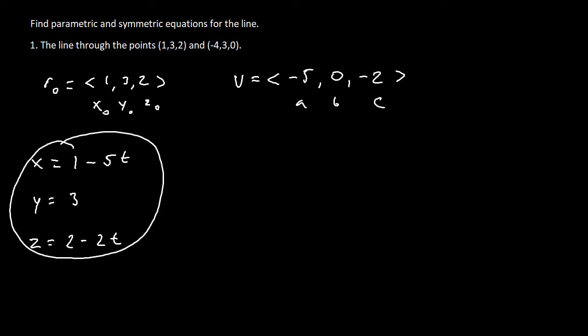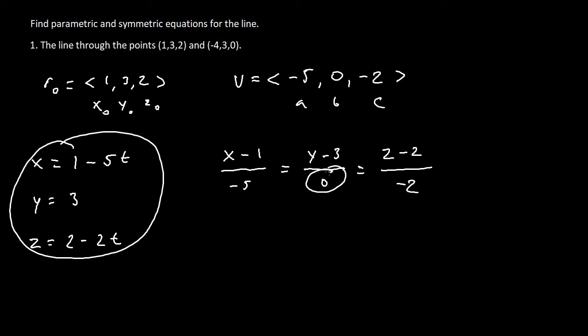So now let's move on to writing the symmetric equations. So once again, symmetric equations are going to be in the form x minus x naught. So x naught in this case is 1 over the a value, and the a value is negative 5, which equals y minus y naught, which is 3, over the b value, and that's 0, which equals z minus z naught, which in this case is 2, over the c value, which is negative 2. So now notice that there is a 0 here, but we cannot divide by 0. So we're going to have to put it out separately away from the x and the z.